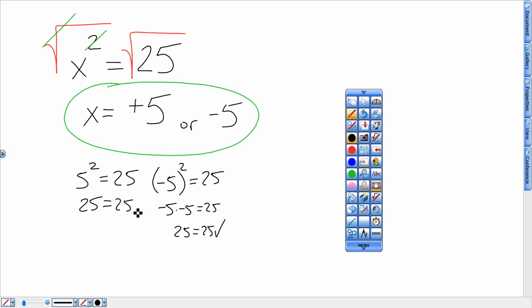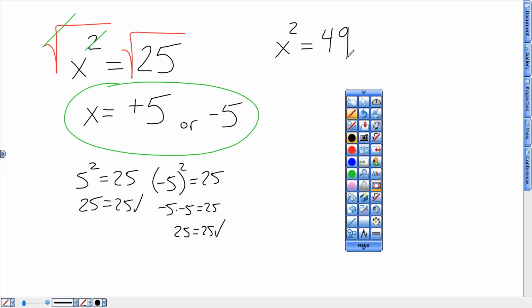For these simple ones, it's just plus or minus the square root number. I would like you to try one on your own. I want you to solve x squared equals 49. Hopefully you know how to take the square root of 49, knowing that there are plus and minus answers.